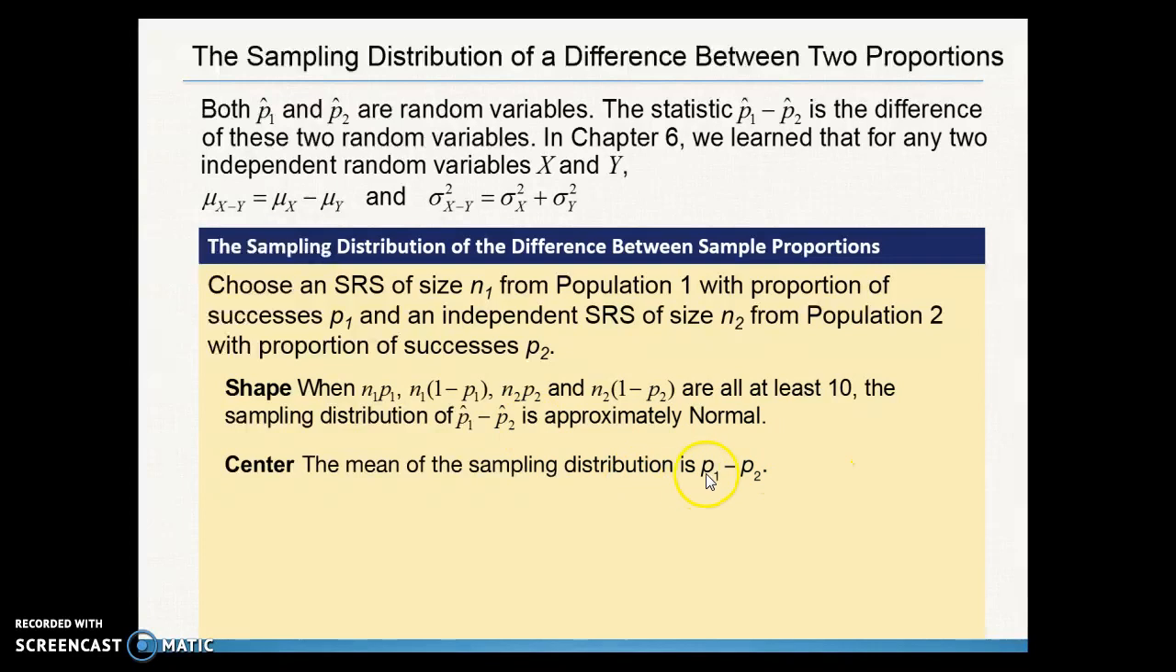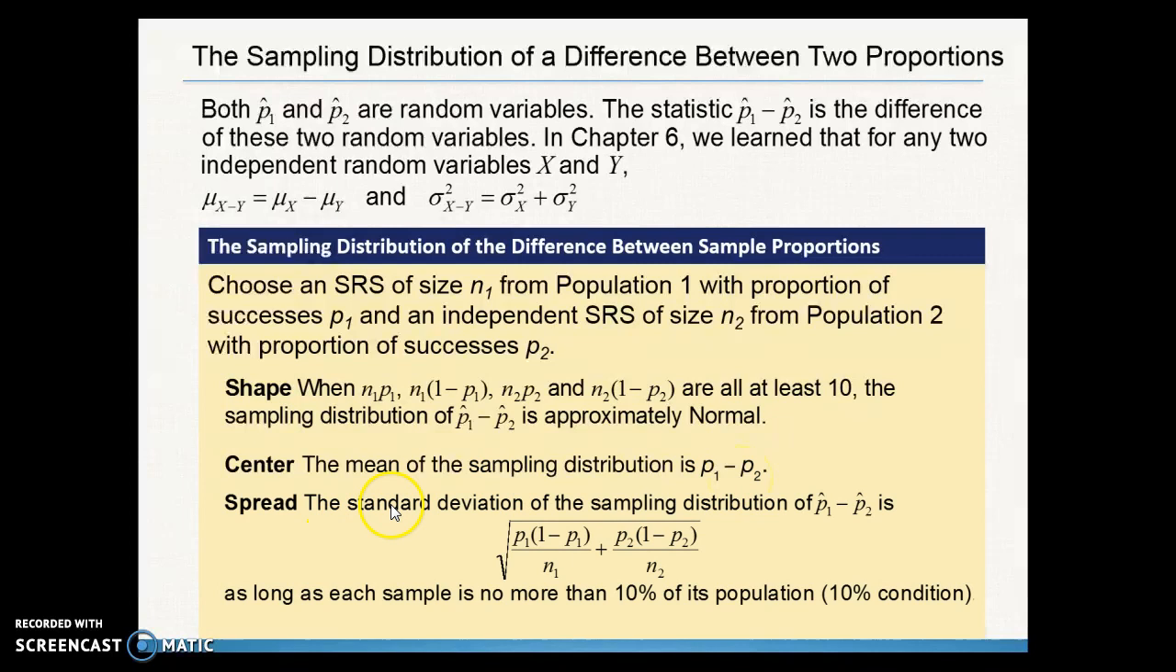The mean of the sampling distribution is just you subtracting the two population proportions. Now, take a look at the spread, which is your standard deviation. Notice how it's very similar to your formula from the previous unit with sampling distributions of proportions. Before, we just did p1 times 1 minus p1 divided by n1, because that was just for one. But now we have two proportions that we're looking at.